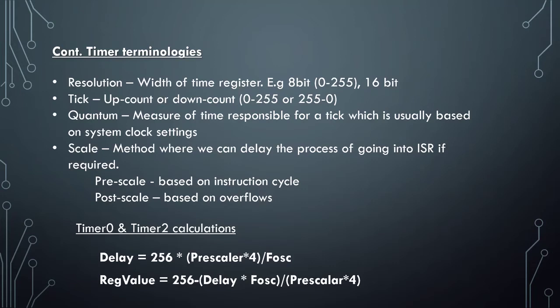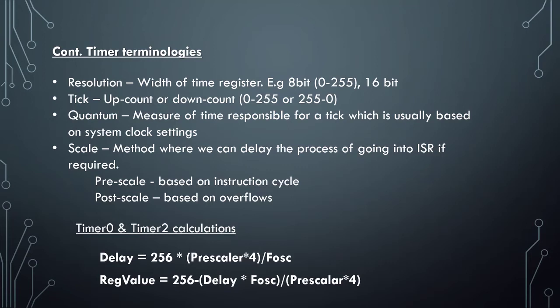Next terminology, we have the scale. This refers to the method where we can delay the process of going into the interrupt service routine if required. So for the interrupt to occur, just like we saw, we can scale it and delay the process of going into the interrupt. In the scale, we have the pre-scale and also the post-scale. The pre-scale is based on the instruction cycle, while the post-scale is based on the overflows.